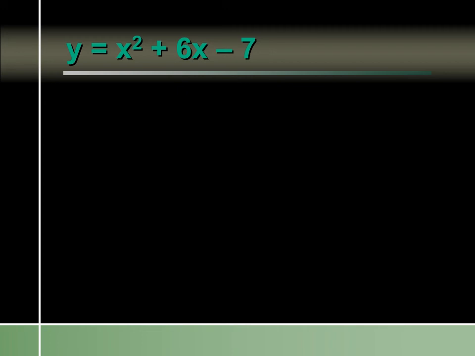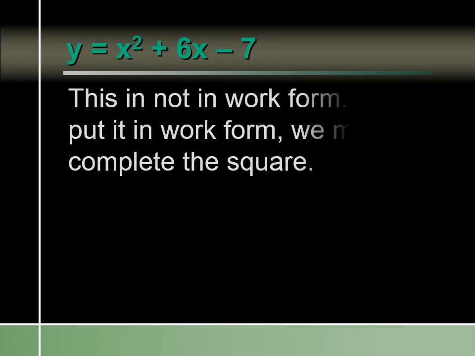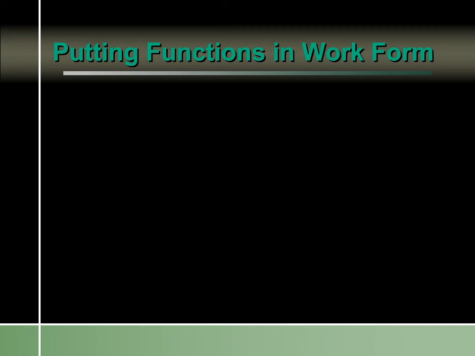So let's look at the function y equals x squared plus 6x minus 7. This is not in vertex form. In vertex form, we would have something in the form of y equals a times (x minus h) squared plus k, but it's not in that form, so it becomes a problem. We have to put it in vertex form, and to do that, we have to complete the square, which is something that we learned back in a previous chapter. We're going to go ahead and apply that knowledge.